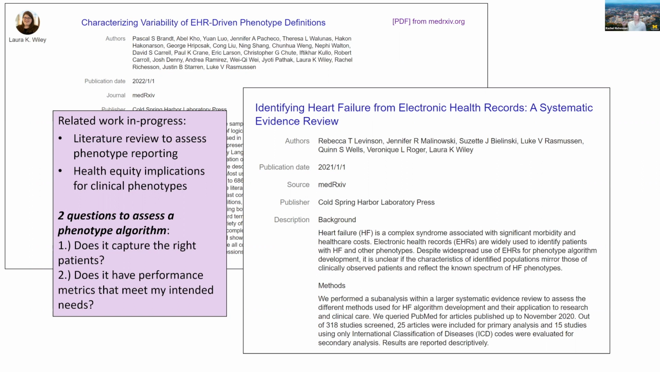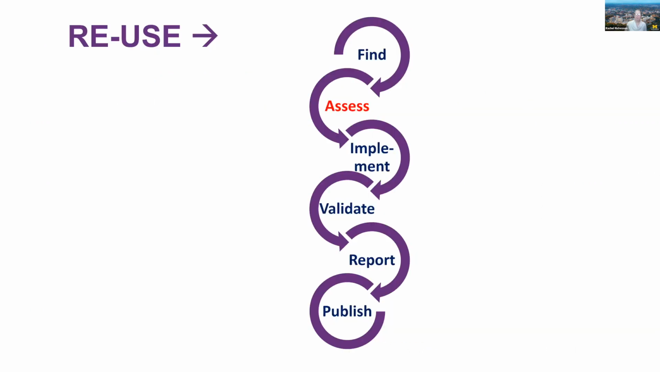But as a researcher, what we want to find is: does this phenotype algorithm capture the right patients, from my perspective of what I want to do? And does it have the performance metrics that I need? So let me move on.